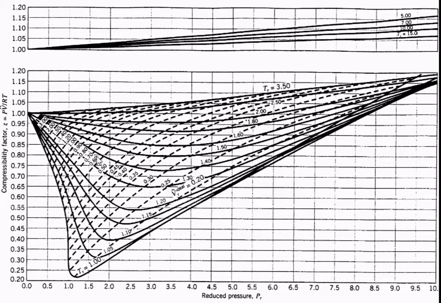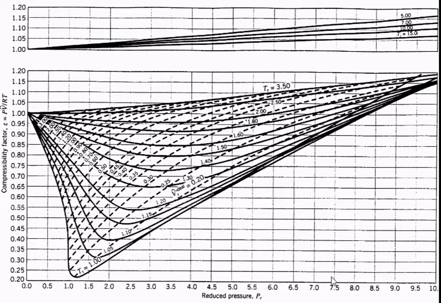And then we have the dashed lines. These dashed lines are the reduced volume, which you can get from the formula which I showed you, which is the volume over the critical volume, which is given in your thermodynamic tables.